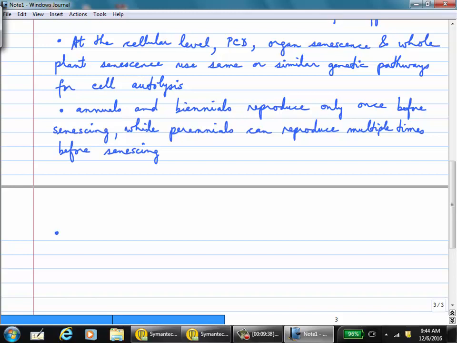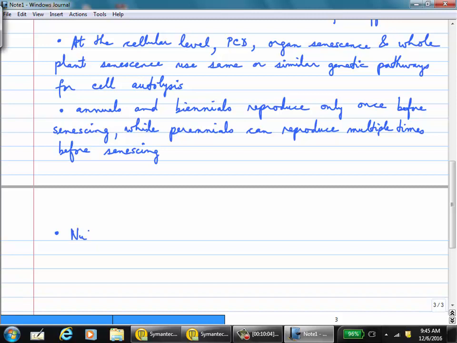Now if you're looking at what are called monocarpic plants, that means the plants that reproduce only once during their lifetime. As soon as the reproduction is over, it's time for the plant to die, to exit the stage. So for those plants, whenever the nutrients start moving away from the leaves to the seeds, to the reproductive structures, that's a signal for the induction of senescence and plant death.